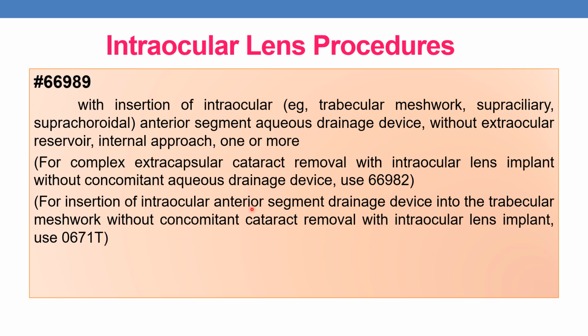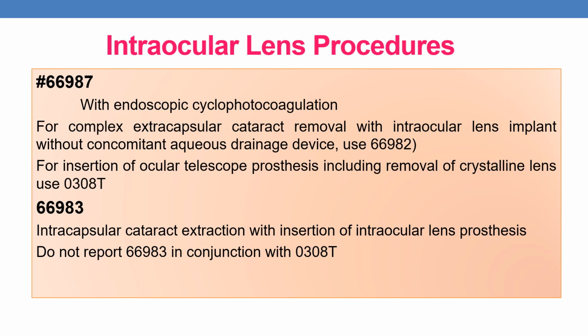And for insertion of intraocular anterior segment drainage device into the trabecular meshwork without concomitant cataract removal with intraocular lens implant, you need to use 0671T. The next CPT is 66987. It deals with extracapsular cataract removal with insertion of intraocular lens prosthesis with endoscopic cyclophotocoagulation.